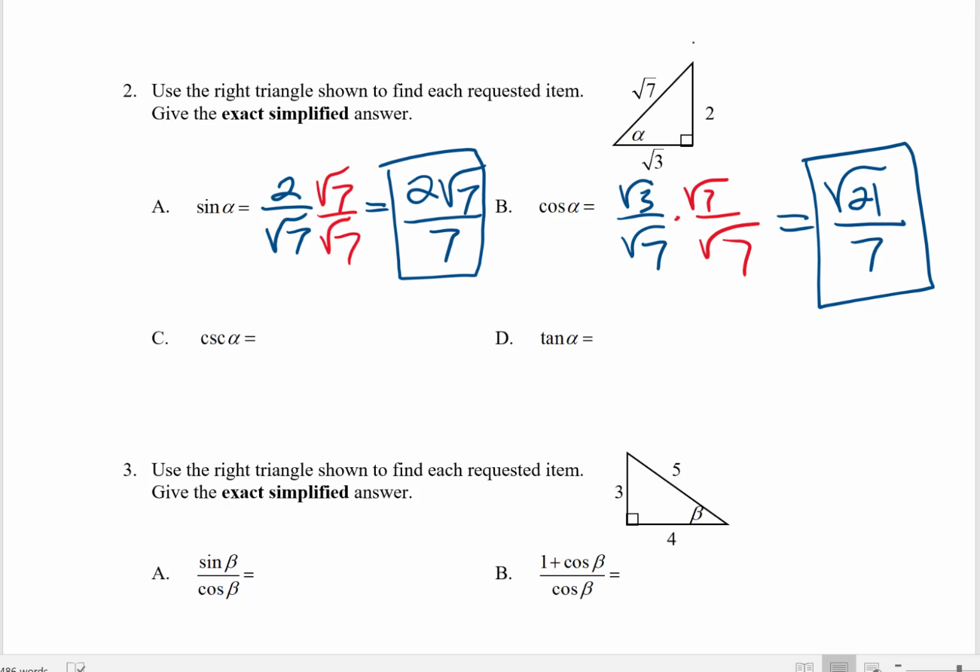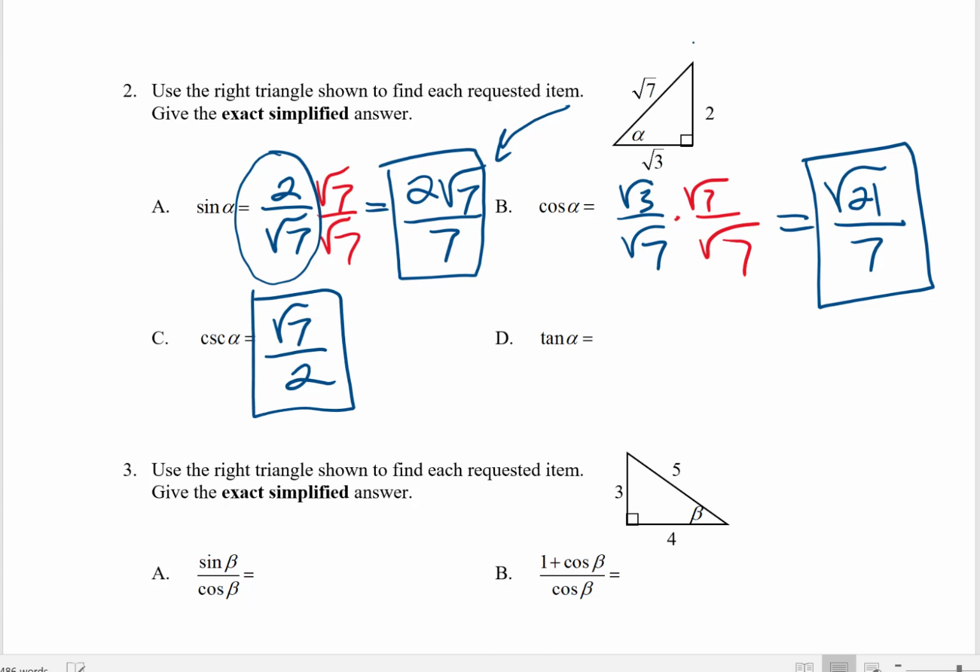Cosecant alpha is simply the reciprocal of sine alpha. I could reciprocate this final value, but then I'd have to rationalize again. It's easier if I reciprocate the unrationalized value. I can do that quickly and then I'm done. Here's the final answer for cosecant alpha.